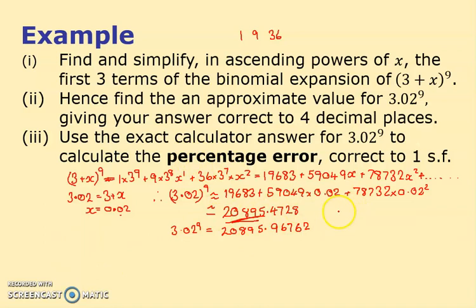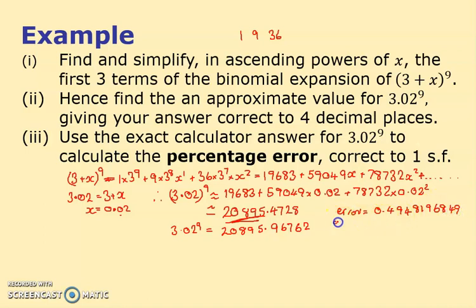So to get the percentage error, first thing you do is you find the error. So if I take one away from the other, I get a difference of 0.4948. There's lots of decimal places. I shall write them all down.